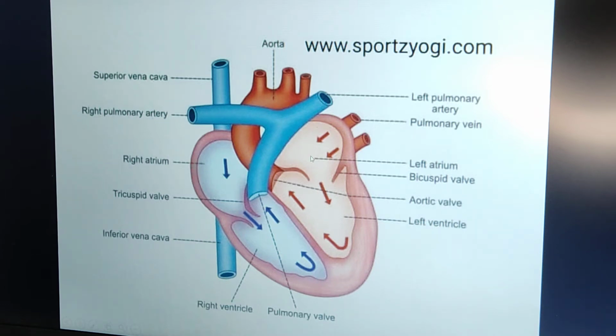The upper chambers are called atriums, and the lower chambers are called ventricles. We have 2 atriums and 2 ventricles: right atrium and left atrium, right ventricle and left ventricle. Totally 4 chambers.